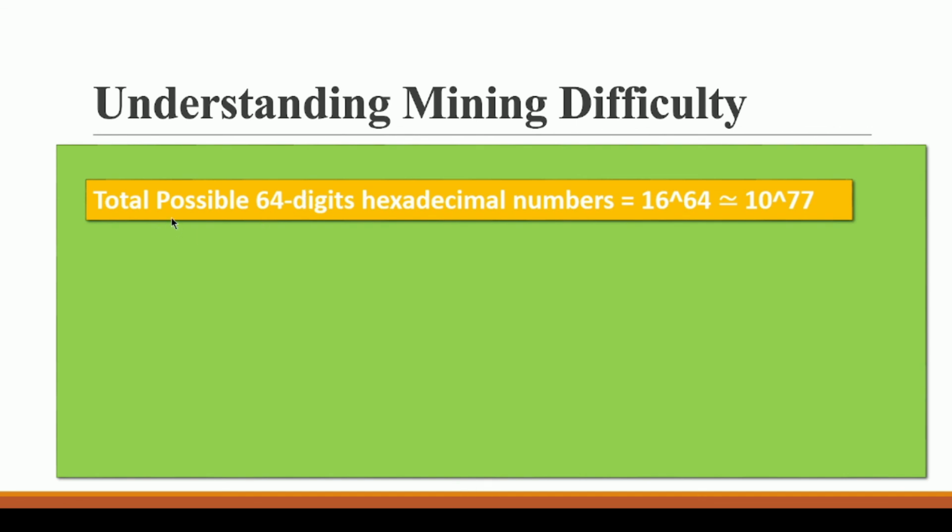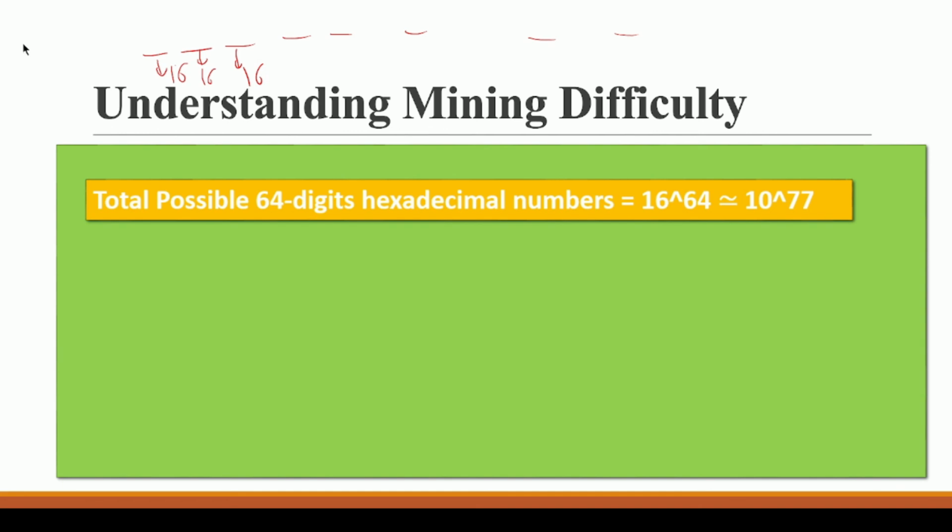Let's say we have a possible hash, meaning we have 64 hexadecimal characters. So in total, we can have a possibility of 10 to the power 77 hashes. Now, what do I mean by that? Since we have 64 characters, I have 64 positions, and 16 possibilities here, 16 possibilities here.